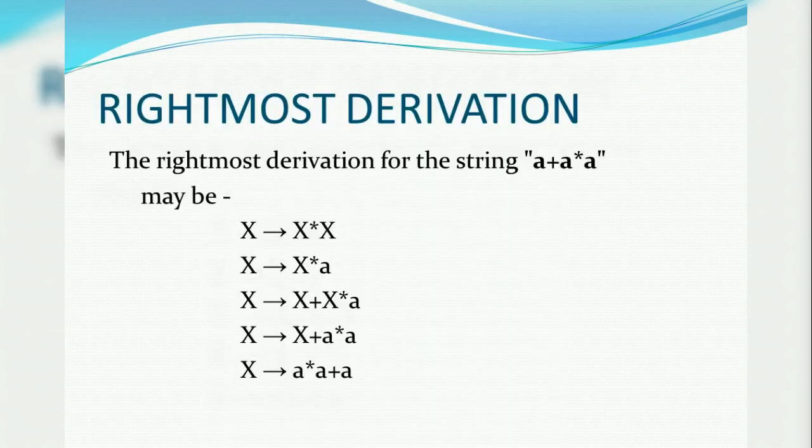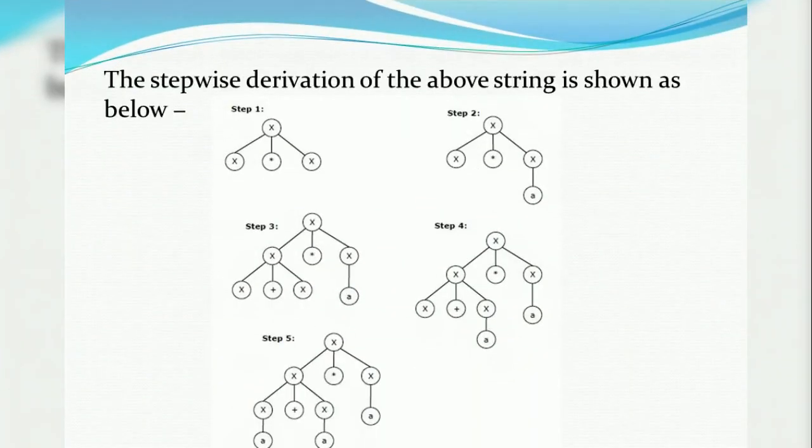The second is rightmost derivation. Here for the same string a plus a into a, first we use the into operator, then we use the plus operator and then the a production. The stepwise derivation for the same string is, here we use the into operator, then the plus operator and then X gives a. Now it is clear that for the same string we have two or more derivation trees, and hence this grammar is ambiguous in nature.